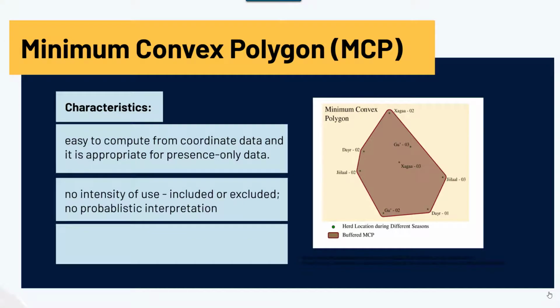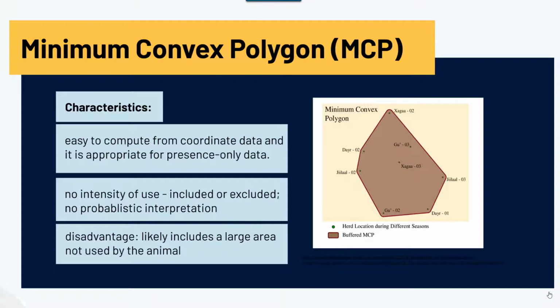exist. There's no intensity of use here, so there's only the location information. There's not any type of probabilistic interpretation here. And a space is either included or excluded. And then finally, a disadvantage of this is that it likely is going to include large areas that are not going to be used by the animals.